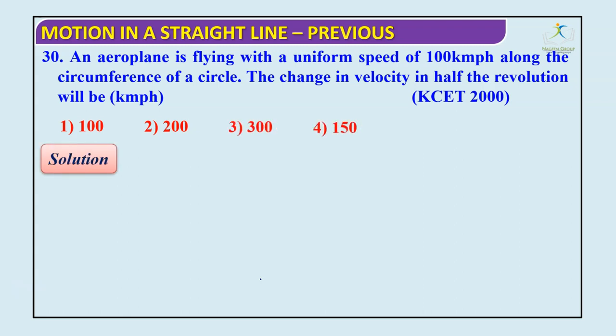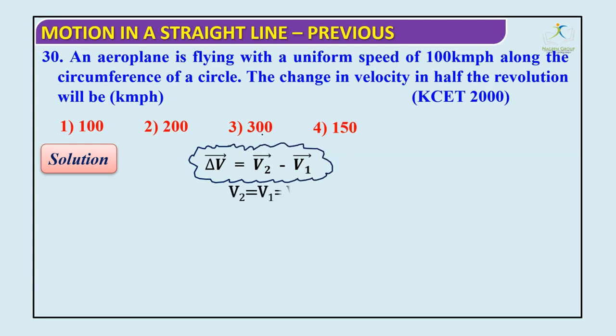So we have these options given: 100, 200, 300 and 150. Let's move on to the solution part. So we know about the relative velocity concept. That means delta V we have to take here in the vectorial form. So delta V is equal to V2 minus V1. V2 is equal to V1 is equal to V.